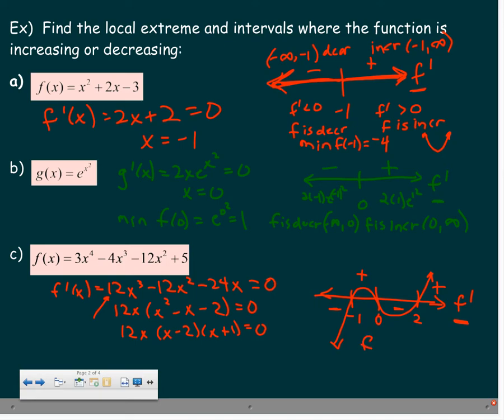That f, not f prime, f, is decreasing wherever the derivative is negative. So that's negative infinity to -1, and then again 0 to 2. F is increasing where the derivative is positive. So that's going to be -1 to 0, and then again 2 to infinity.